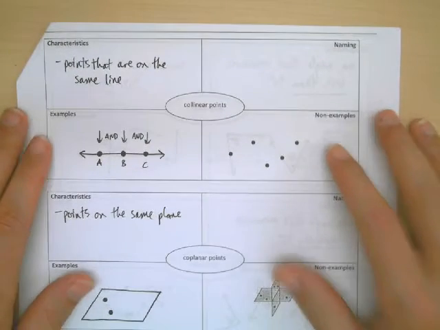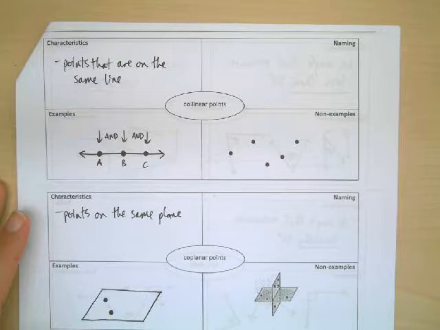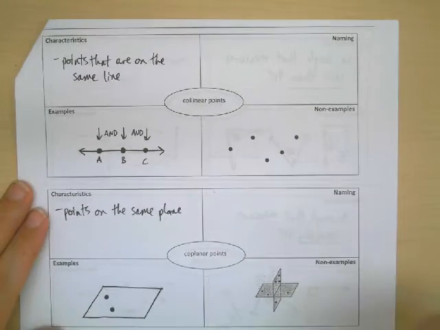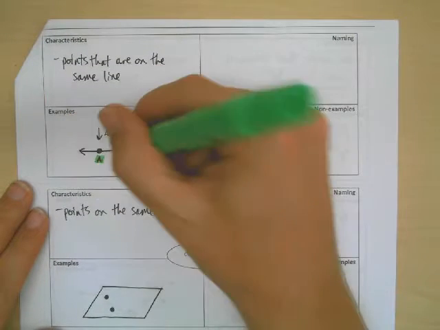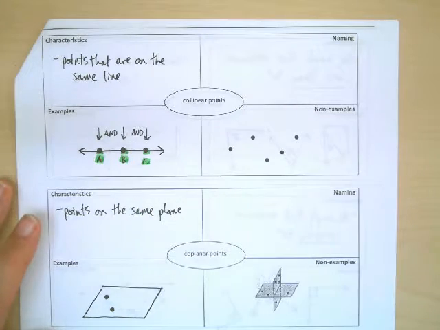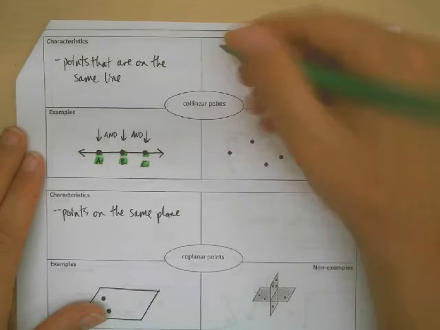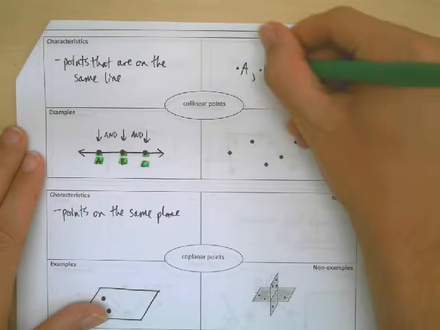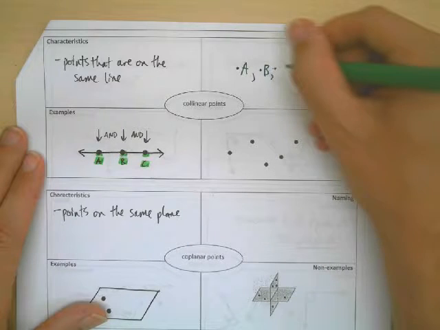Next up is collinear points. We are just going to name the 3 points that stand on this line. So that would be points A, B, and C. So to name them, we're just going to use the dots next to each capital letter, and we're going to separate them with commas.